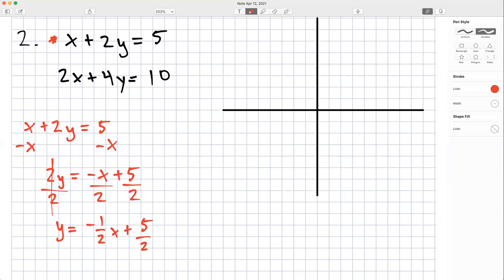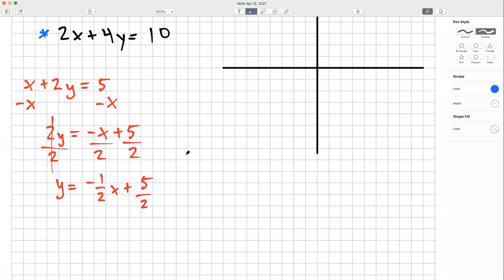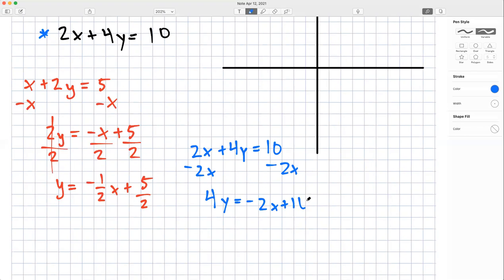Now we're going to look at this one and do it in blue right here. 2x plus 4y equals 10. And we're going to put this in slope-intercept form. Okay, so same process. We're going to move the x terms over. Keep the y on the left side. So -2x plus, sloppy here, 2x plus 10.